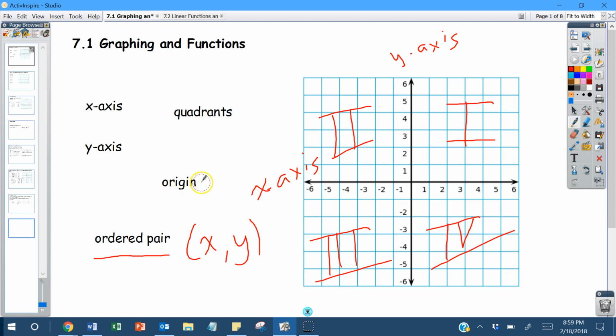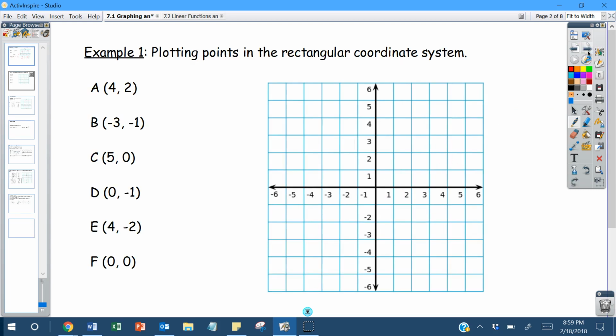And then the only other term worth mentioning right now is there's one special place where the two axes intersect, and that's the origin right here. So when I talk about the origin, we're talking about this point right here, and we'll call that 0, 0, and we'll kind of look at that in a sec. So let's just remind ourselves how we're going to plot things on the rectangular coordinate system. So we have this first one.